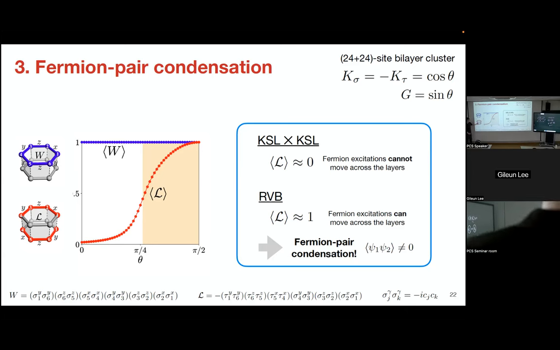With the action of this L operator, we can move a fermion along this closed loop hexagon. Initially we create a pair of fermions, and we move one of the fermions along this hexagon, and then in the end we annihilate them. So we can go back to the ground state. That's why we can have this large value of this L operator, and this is indicating the fermion pair condensation between the layers. This is the mechanism of the transition between this Kitaev spin liquid bilayer and the RBB state.